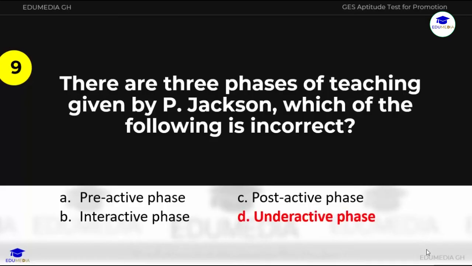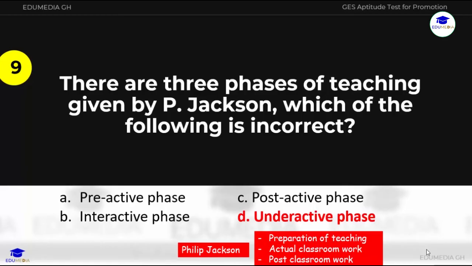Underactive phase. Philip Jackson was a renowned scholar. His teaching methodology focused more on children. He formulated a model of teaching that is divided into 3 phases. You have the preactive, that's about the preparation of teaching. We have the interactive phase, that's the actual classroom teaching, and then the post-active phase. Post-active phase involves determining the tools to check for the achievement of intended learning outcome.